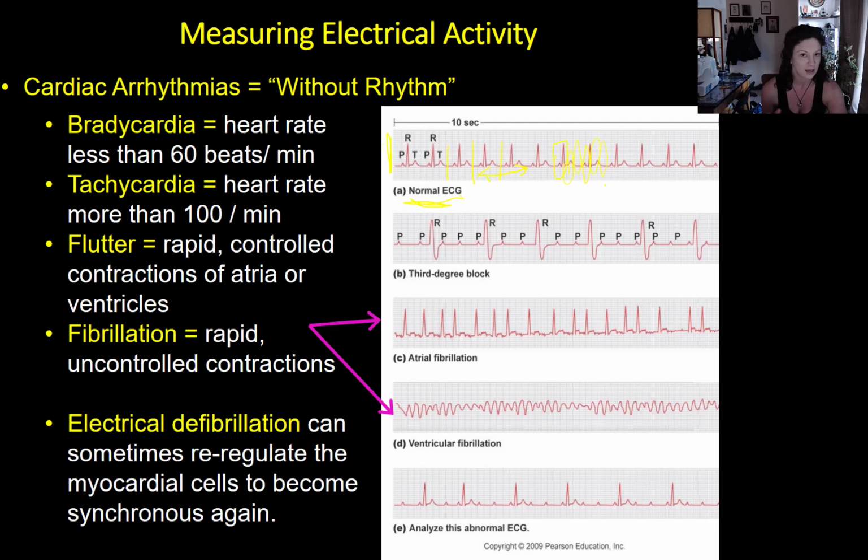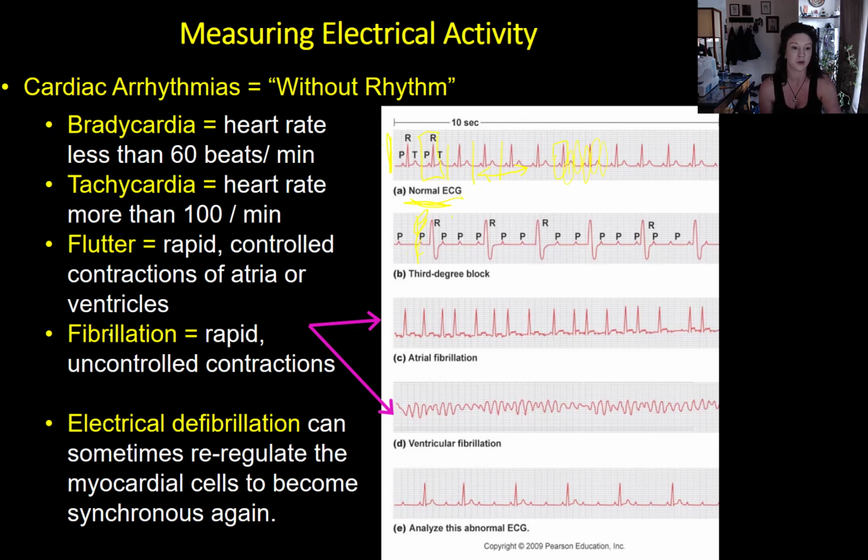There's a couple of different ways that a patient can be tachycardic. They could exhibit flutter tachycardia. This is characterized by really rapid but controlled contractions of the atria or the ventricles. So if you have flutter, you will get a normal shaped waveform. You'll still have a P wave, a QRS wave, and a T wave. Up here, okay, you'll still have this, but it'll repeat really fast over and over and over again.